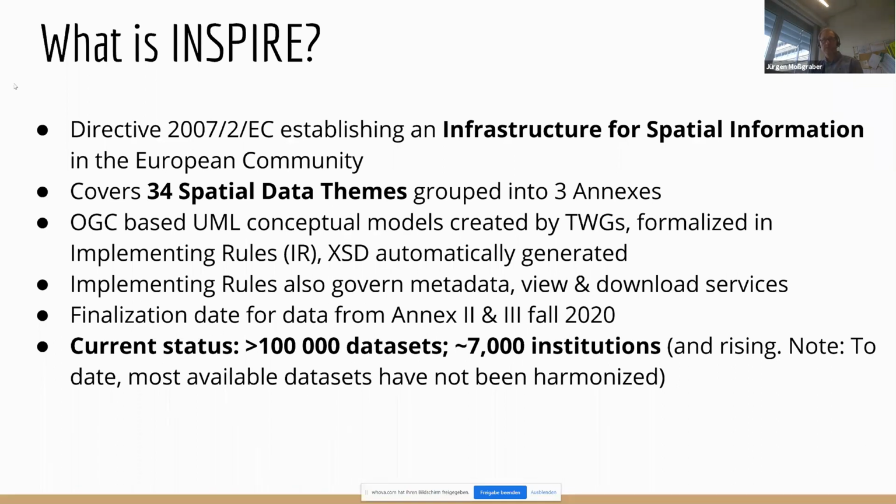So this circles down to the European states, and inside of the states, especially in Germany, to the local states, and then down to cities and all these actors, and they can provide the data according to this directive. And this covers 34 spatial data themes, which are written up in this Annex 3. This is, for example, energy data, road data, buildings, environmental data, everything that basically has a relation to a geolocation.